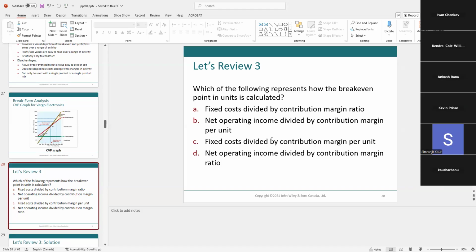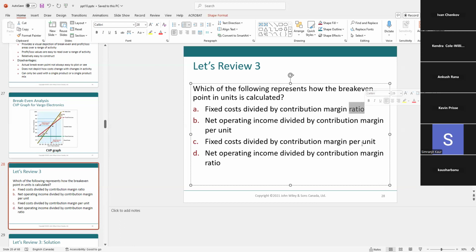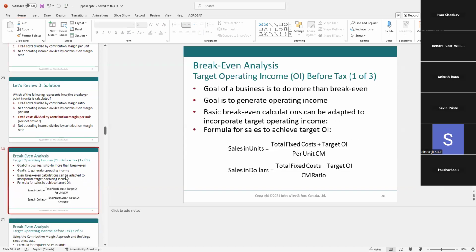A option. A option, right? If I need the total sales, then we're going to work with the contribution margin ratio. If I'm using the ratio, I'm going to get the total sales. If I'm using the per unit, I'm going to get the number of units that I need to sell. So now sales in dollars, units again.